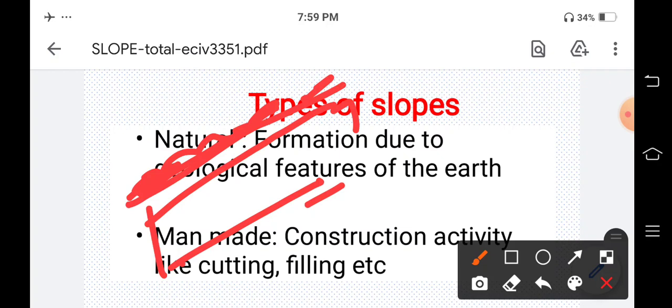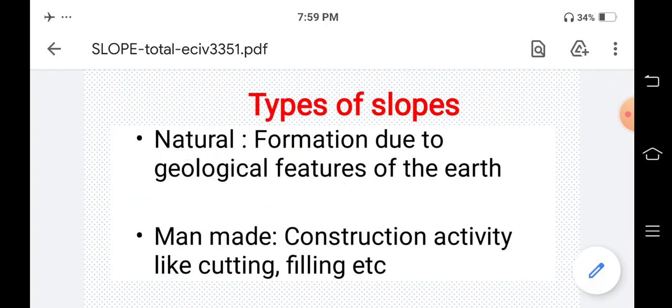Okay, so to avoid this disturbance or instability of the slope, here we are going to learn what the analysis of the slope is. There are generally two kinds of slopes. The first one is called the natural slope, and the second one is called the man-made slope.